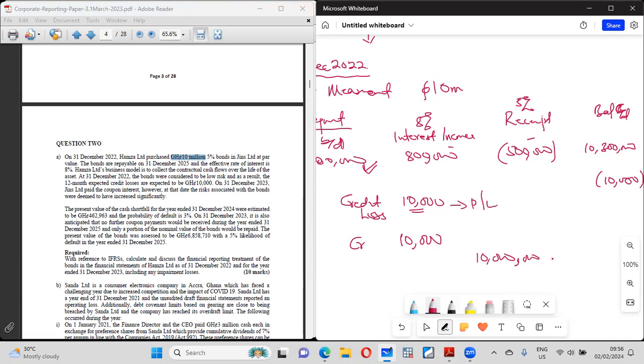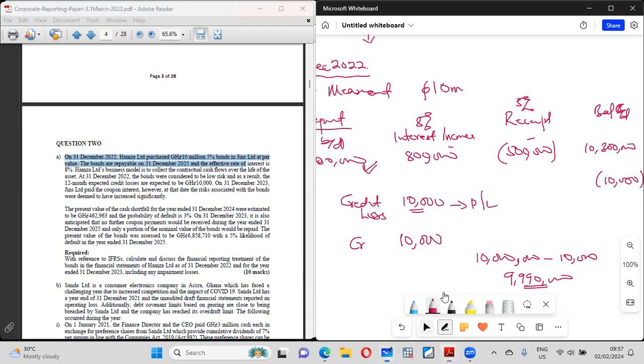10 million minus what? 10. So you have 9,900 and what? 90. All right. That is it. So here, the only thing that happens is this. So that is how you do your amortized cost table.